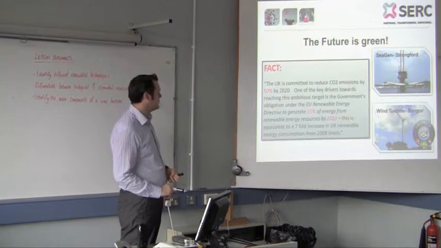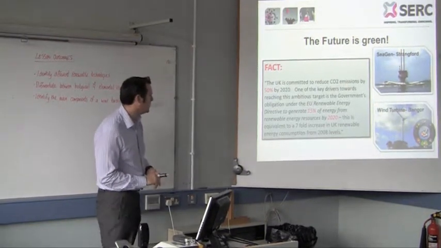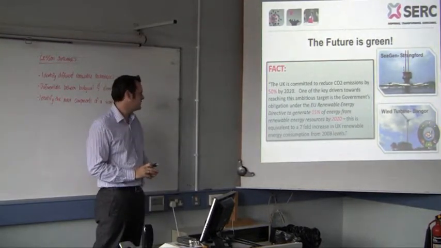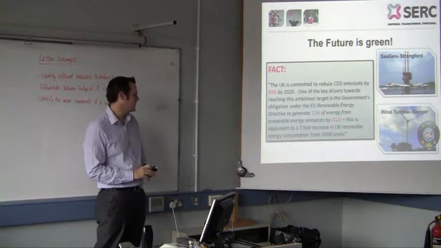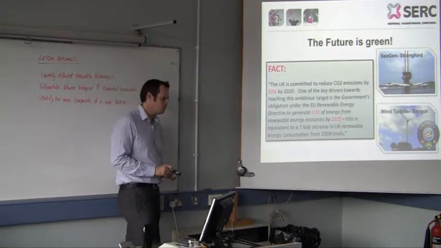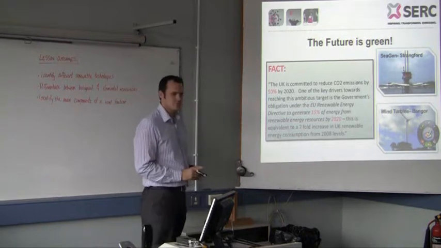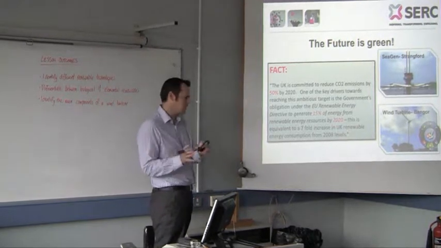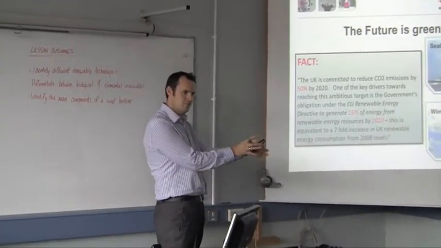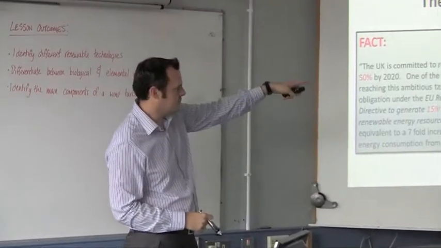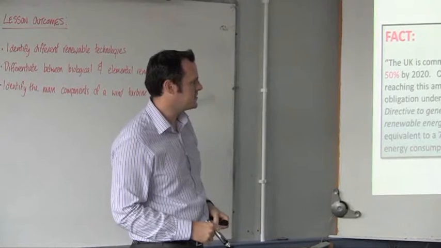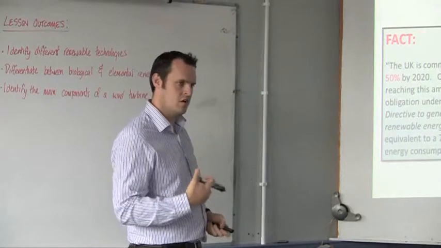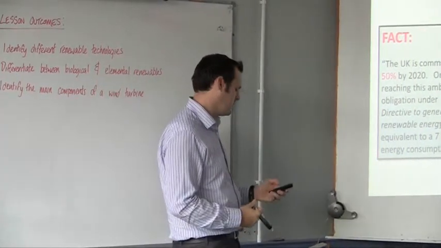One of the key drivers towards reaching this ambitious target is the government's obligation under the EU Renewable Energies directive to generate 15% of energy from renewable energy sources by 2020. This is equivalent to a 7-fold increase in the UK renewable energy consumption from 2008. So you can imagine where we've got to from 2008 to now, and where we need to get to by 2020. You might notice a couple of the pictures on the side there, the CGN in Strangford and the big wind turbine in Bangor, and that's us stepping in the right direction towards attaining these targets.